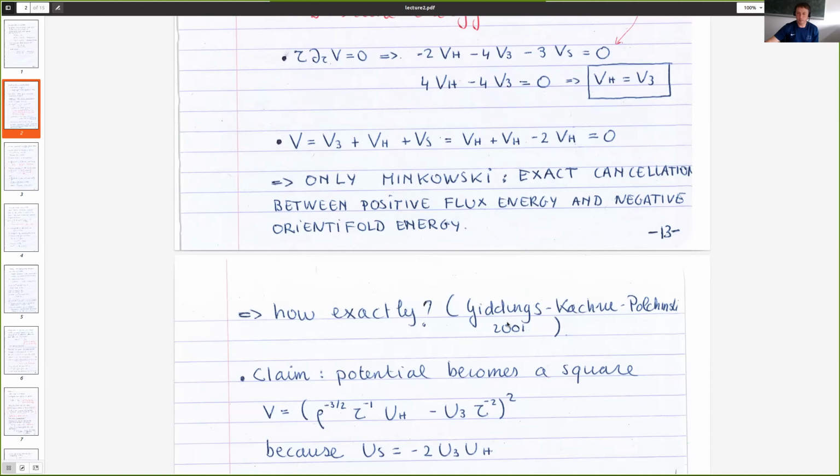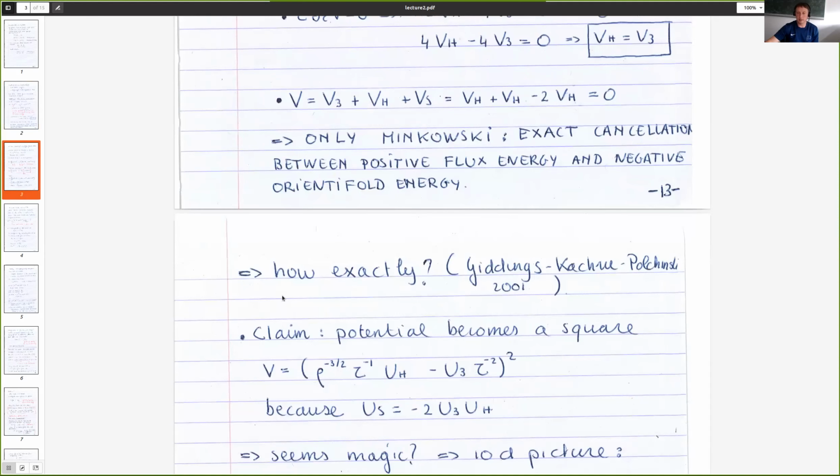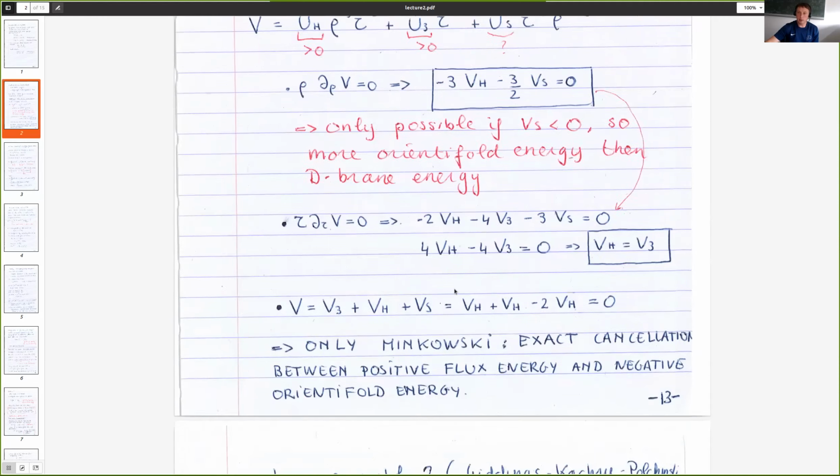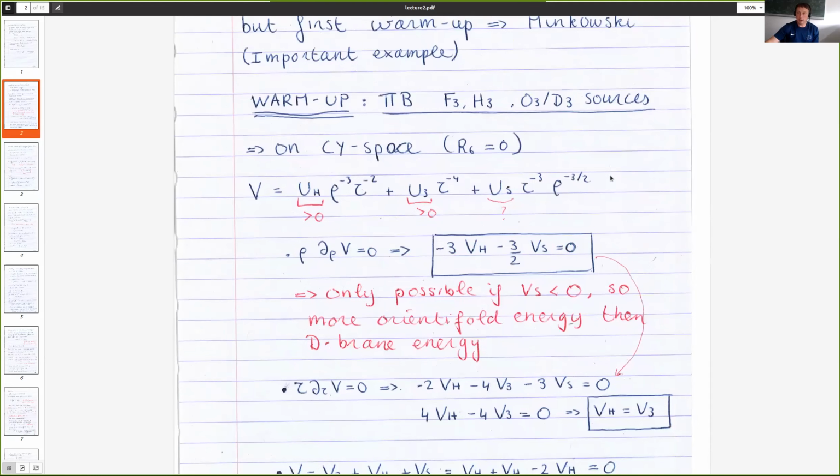Okay, this is really one of the biggest classics in our field. So I'm going to explain this a little bit deeper, and I'm going to claim that in fact the potential becomes a total square. So let us go back here. If I claim that this is a total square, it's non-obvious, right? That can only be true.